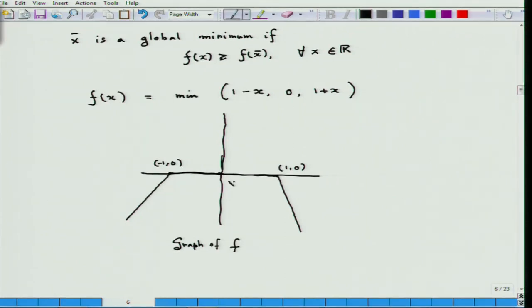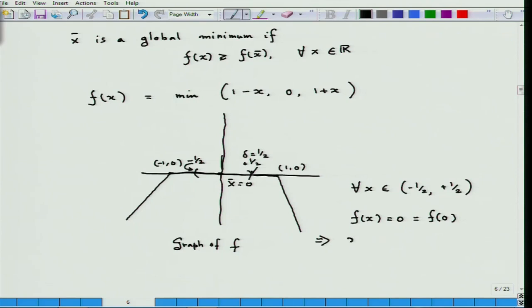So you look at the point x bar equal to 0. Now if I choose this delta equal to half, this will be minus half and this point would be plus half. So for all x which is element of minus half to plus half, f of x is equal to 0, which is equal to f of 0. So this would imply by definition x bar equal to 0 is a local minimum.